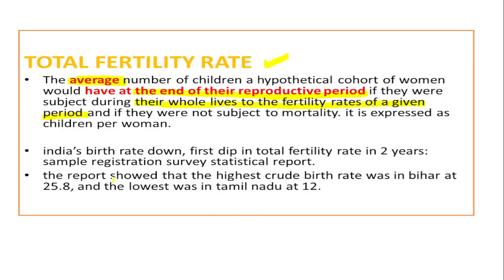Now this is in news, where India's birth rate is down, with the first dip in total fertility rate in 2 years seen according to the Sample Registration System statistical report, which showed that the highest crude birth rate was in Bihar at 25.8 and the lowest was in Tamil Nadu at 12.